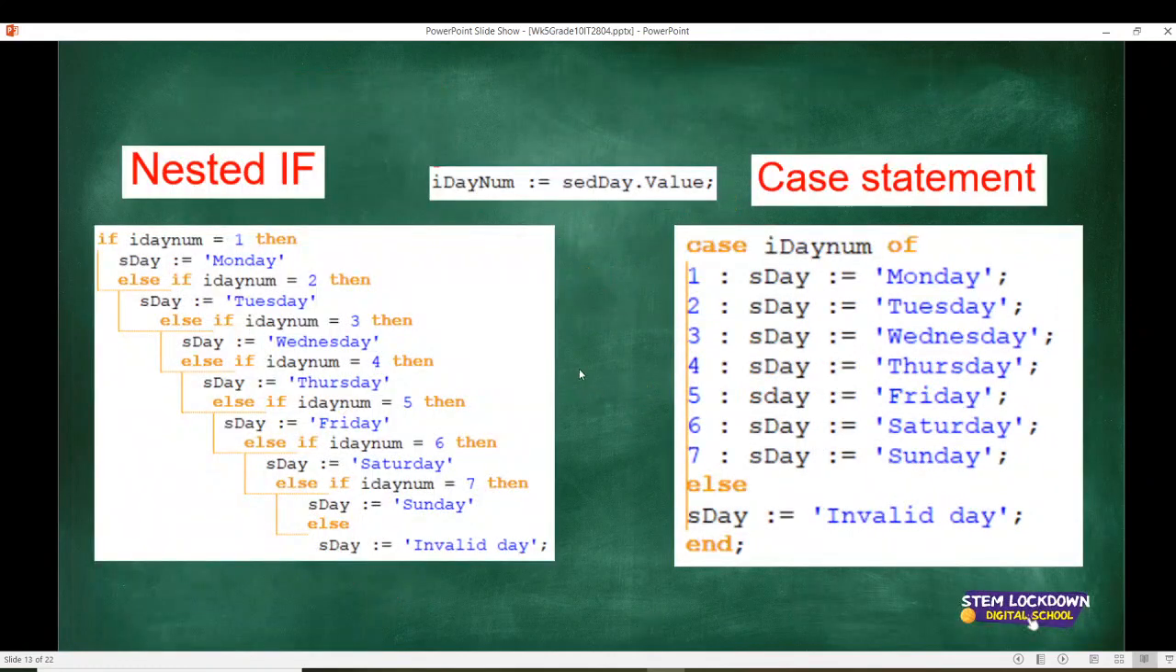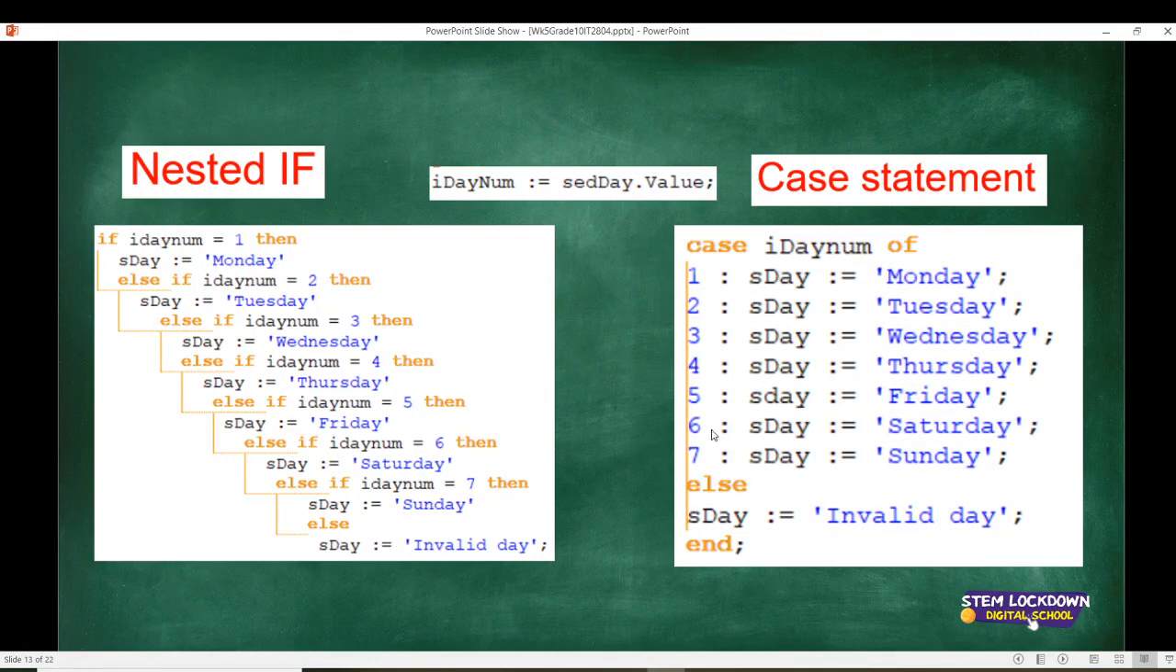Right, so let's have a look. What I've done here is I've shown you what a nested if statement would look like, which does the same thing as what a case statement would do. So our input is the same, but with a nested if, I have to say if iDayNum equals 1, then sDay gets Monday, else if iDayNum equals 2, then sDay gets Tuesday, and so on, and if and else and if and else and else and else. Finally, I have an else invalid day.